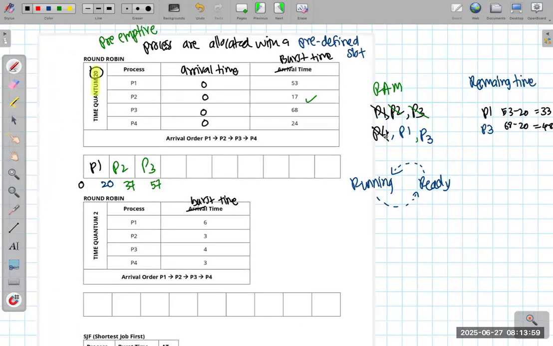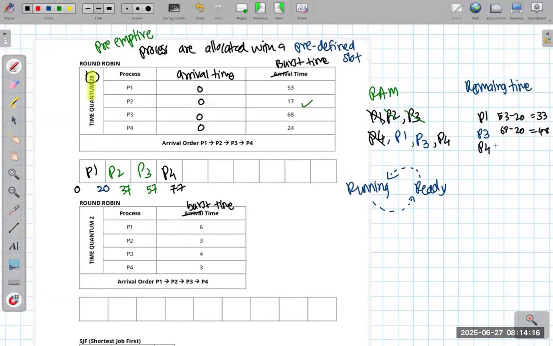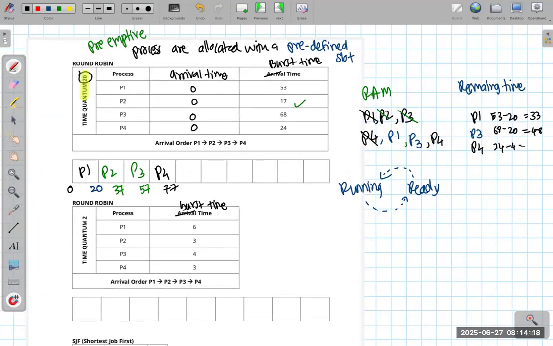Who will be taken in first? P4. P4 needs 24, but we will only give 20. So it will be 77. And again, P4 will come. P4 has 24 minus 20, it's 4. Guys, I hope I'm not making you all confused.